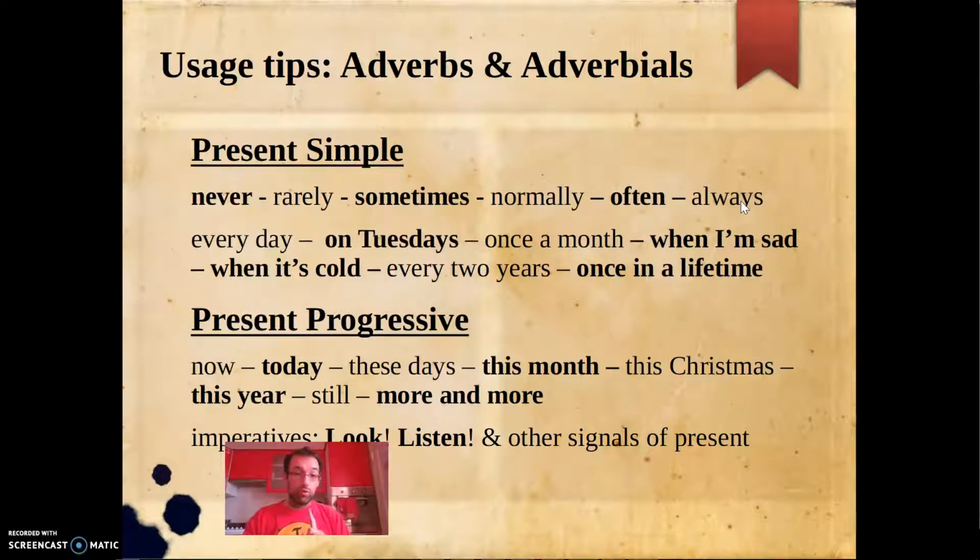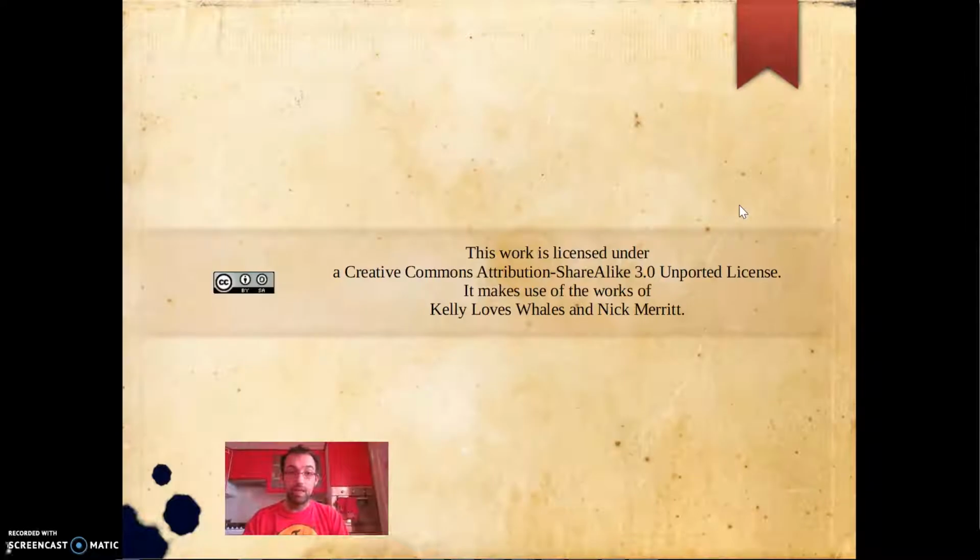Imperatives will usually also show us that it's a present progressive because they imply something is going on now. Look, listen. And there are some other things, anything for which you can realize that it's about something going on now, an action in progress. Therefore, the name. And that's it.